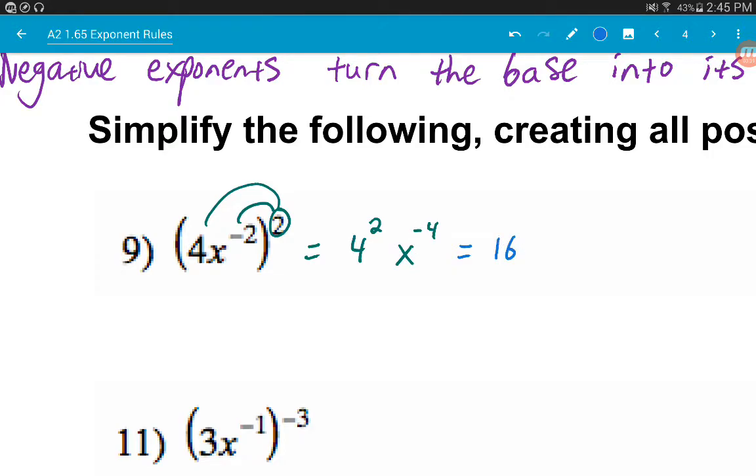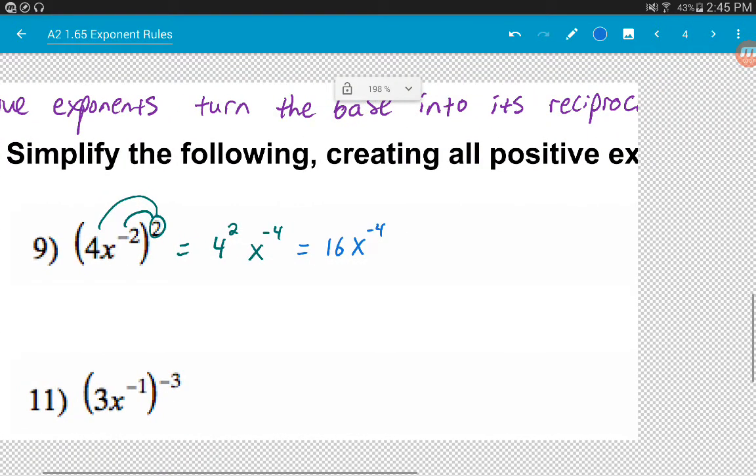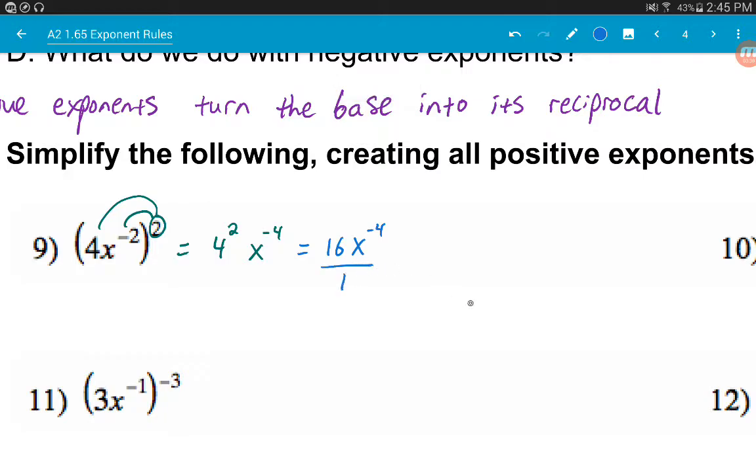X to the negative 4th, well, I don't necessarily like it as a negative 4. So what I can do is I can put it over a 1, and I can move this down. And if I move it down, it changes the sign on the exponent. So 16 over x to the positive 4. If you want to make the exponent positive or negative, moving it up or down on the fraction will change the sign on its exponent.